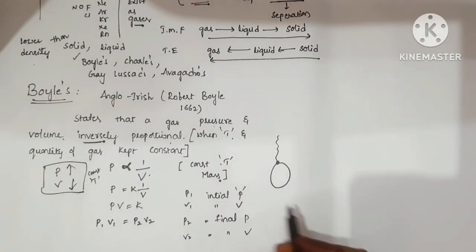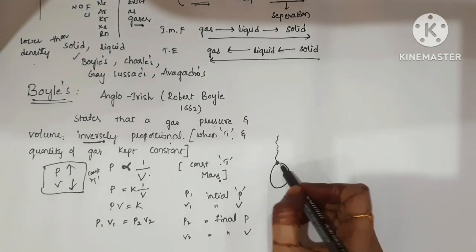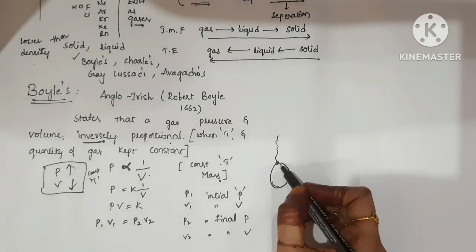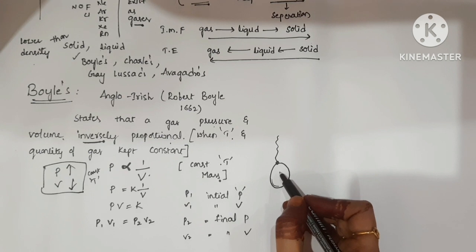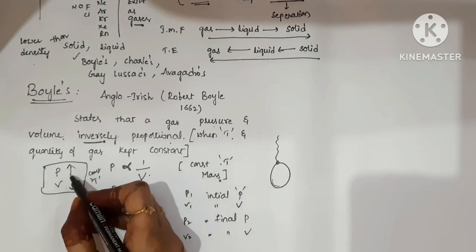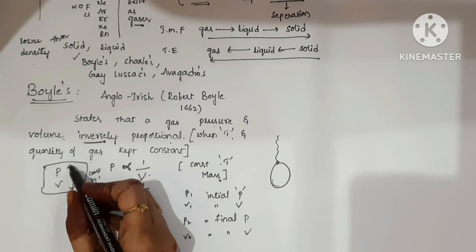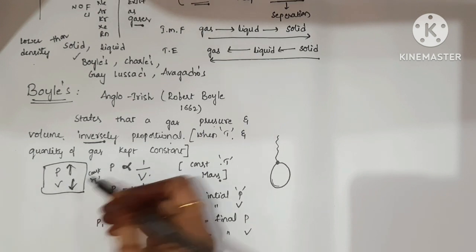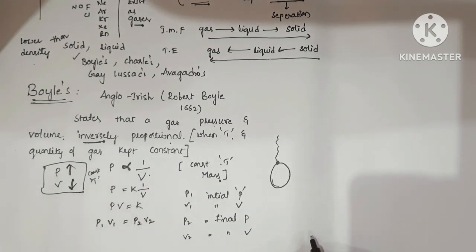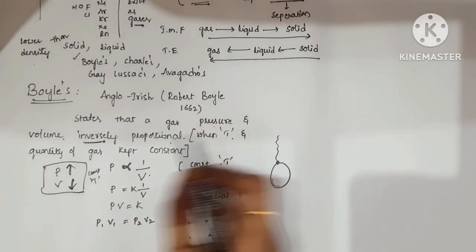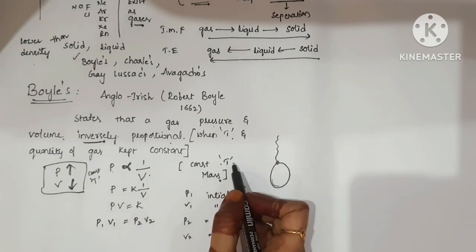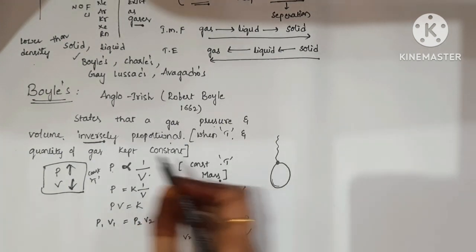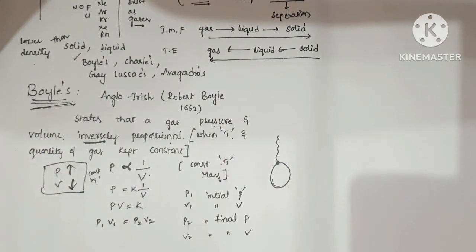That's Boyle's law. When we squeeze the balloon, the volume of the gas inside decreases. We are applying pressure, that's why the volume of the gas decreases. You have to remember one thing only: pressure is inversely proportional to the volume at constant temperature and mass. This is Boyle's law.